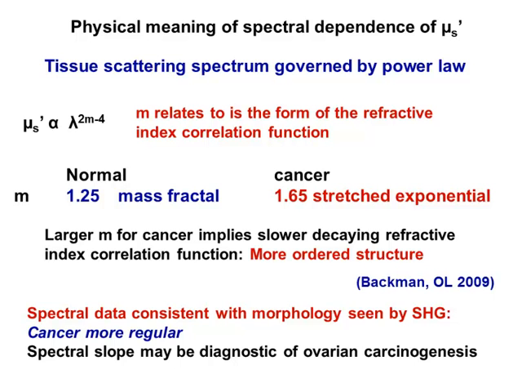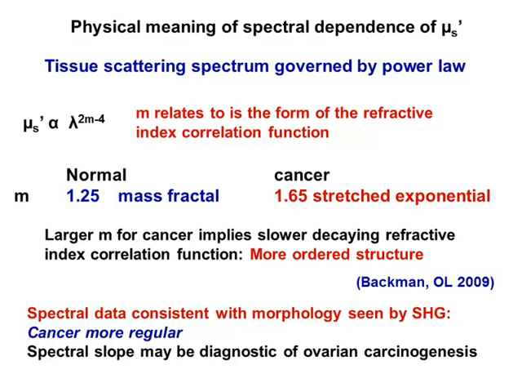At this point we only have the laser fundamental and the SHG wavelengths, but we just do a 2-point fit. And what we see is that we get very different forms of m. So for the normal, we get something that's in the mass fractal regime. And what that means is there's no characteristic scattering sizes, but it's only a measure of the distance over which things are self-similar. For cancer, we get a much larger value of m. This is in the 1.65, so it's a stretched exponential. And this means there are characteristic scattering sizes. But anyway, what this really means is the bigger value of m means more regular.